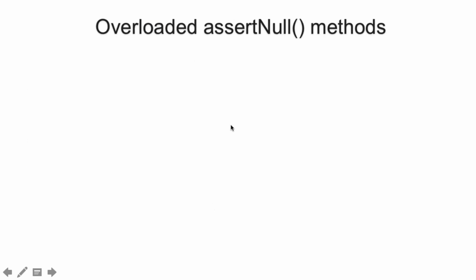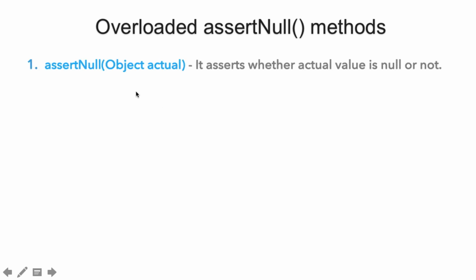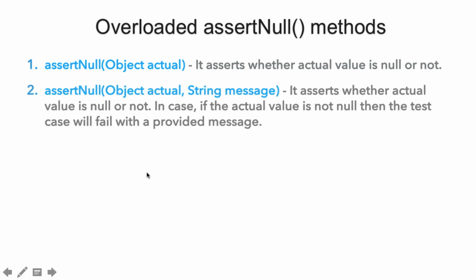So there are various overloaded methods of assertNull. The first one takes in an object. It asserts whether the actual value is null or not. The second method takes in an object and a string message. It asserts whether the actual value is null or not, and in case the actual value is not null, then the test case will fail with the provided message. This string message comes into the picture when the actual value we have provided is not null, as this would fail the test case, and in the JUnit console we will see the message.